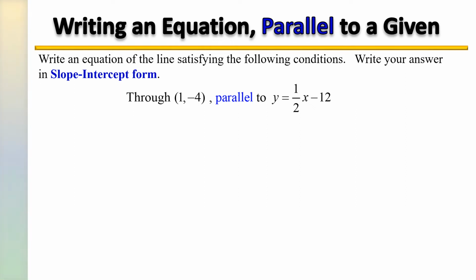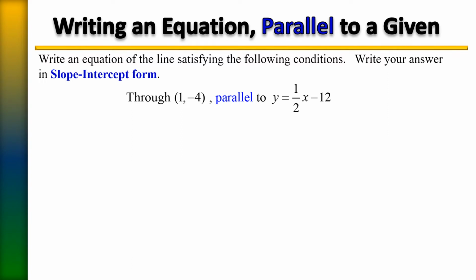In this example, we're going to write an equation parallel to a given equation. We are asked to write an equation of a line satisfying the following conditions. Write your answer in slope-intercept form. So here are the conditions. We're to write a line through point (1, -4), parallel to y equals 1/2 x minus 12.